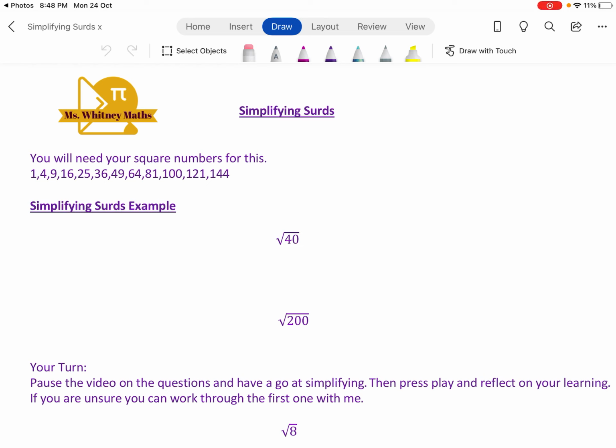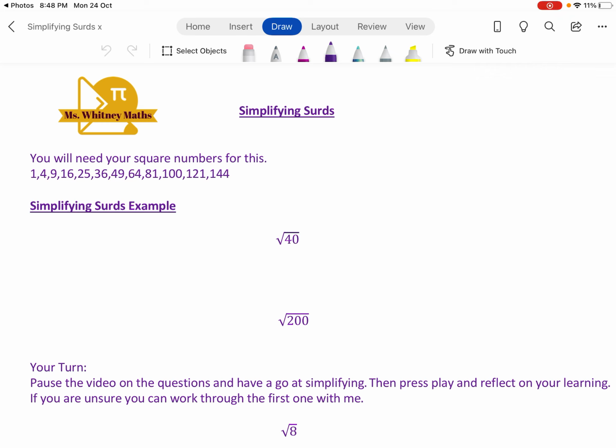When simplifying surds, you need to know your square numbers. The reason we simplify surds, or simplify anything in maths, is to make it easier to use, understand, and apply to real-life problems. Here are a couple of examples.